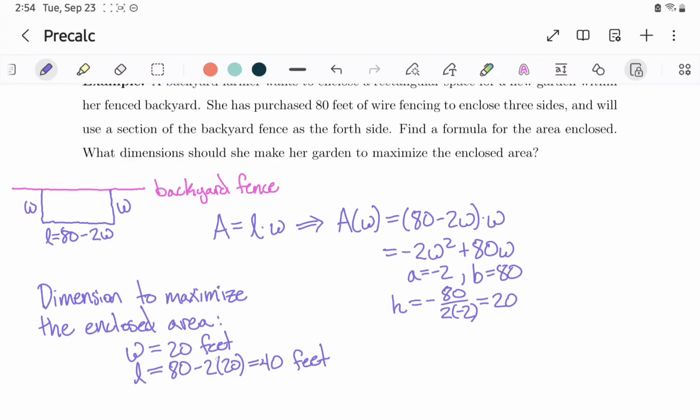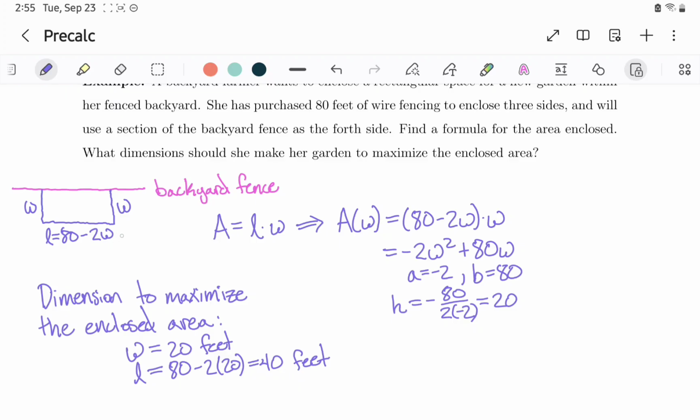And not that we care too much, but this is going to give us an enclosed area of 800 square feet. And if we think about other values of W, like, what if we made W 10? Well, then we would have 10 for the width, and we'd have 80 minus 20 for the length, so 60 feet. So we would have 10 by 60, which would give us 600 square feet for the area. So that's less than 800 square feet.